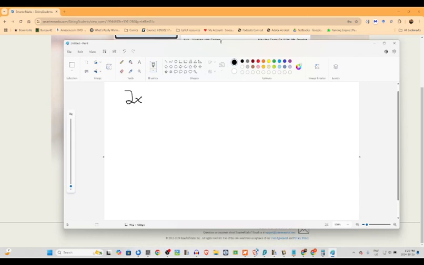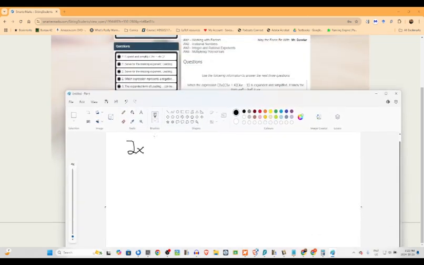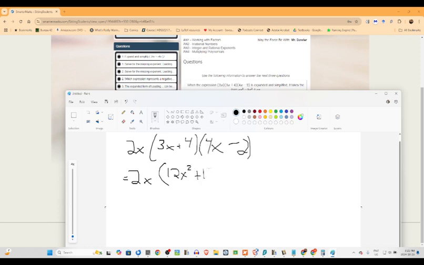So we have 2x, 3x plus 4, times 4x minus 2. This equals 2x. 3x times 4x. 3 times 4 is 12. They each have an x, so that is x squared. 4 times 4x is a 16x. 3x minus 2 is negative 6x. And then 4 minus 2 is negative 8.